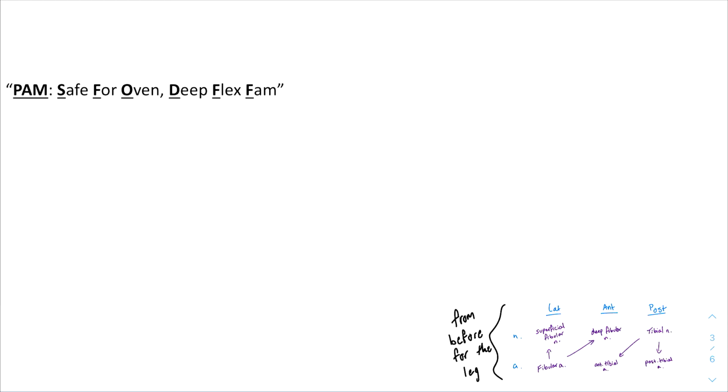Alright, so this one is less leg related. It's more so just the best sentence my friends and I could come up with at exam crunch time. If you're looking for meaning, we're talking about PAM, the cooking spray, how it's safe for use in the oven, and we think that's just a really deep flex fam. Anyways, so PAM, safe for oven, deep flex fam.